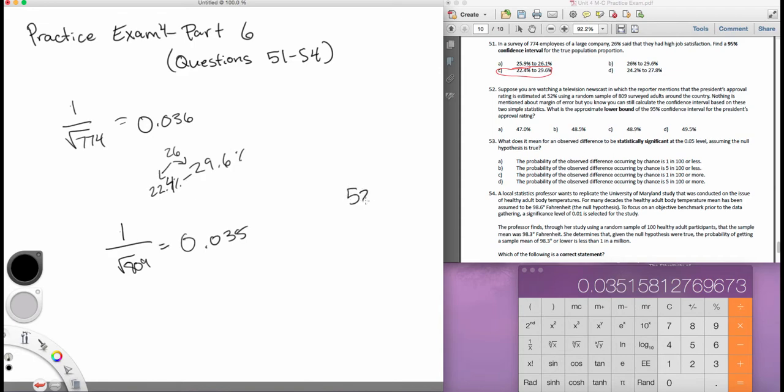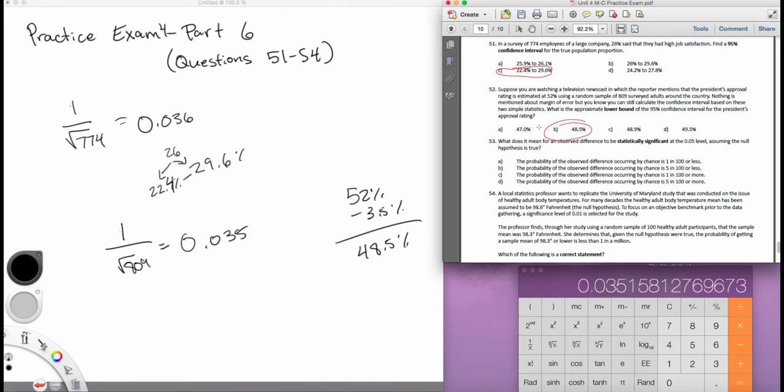We're looking for the lower bound. Remember that 52% of the sample said that they approved. So now we're going to subtract that 3.5 to find our lower bound. And in this case, 48.5 is that lower bound. If you want to find the upper bound, you'd add it and you get 55.5. But that's not necessary in this case because 48.5 is sufficient to say that's what my lower bound of the confidence interval would be.